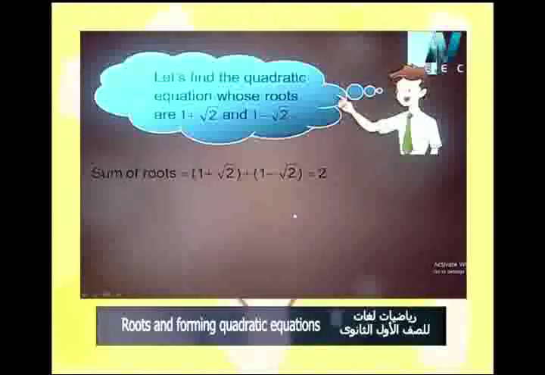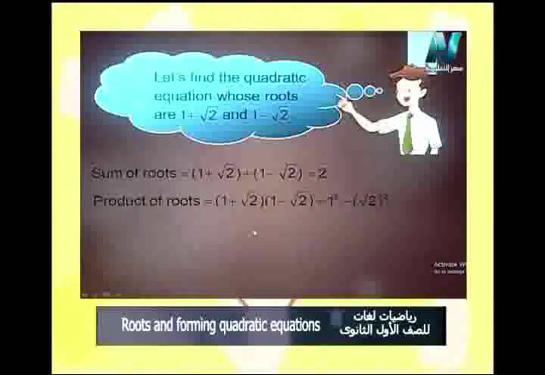So he is encouraging us to find the product also. The product will equal 1 multiplied by 1 equals 1 power 2, and positive root 2 multiplied by negative root 2 equals negative root 2 power 2. So the answer will be 1 minus 2. So the answer will be negative 1. It's also a very simple number.